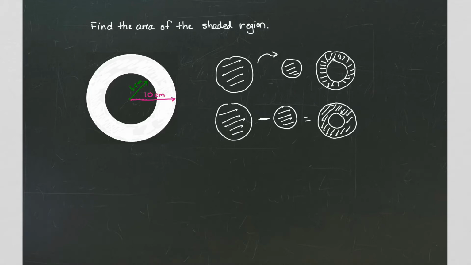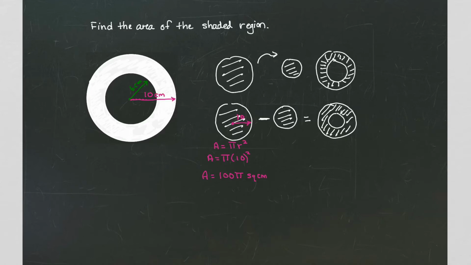We'll start with the big circle. The formula for the area of a circle is pi times r squared. Now for the big circle, we notice from the picture that our big radius is 10 centimeters. So the area for this big circle is going to be pi times 10 times 10, or pi times 10 squared, which is 100 pi. So the area for the big circle is 100 pi square centimeters.